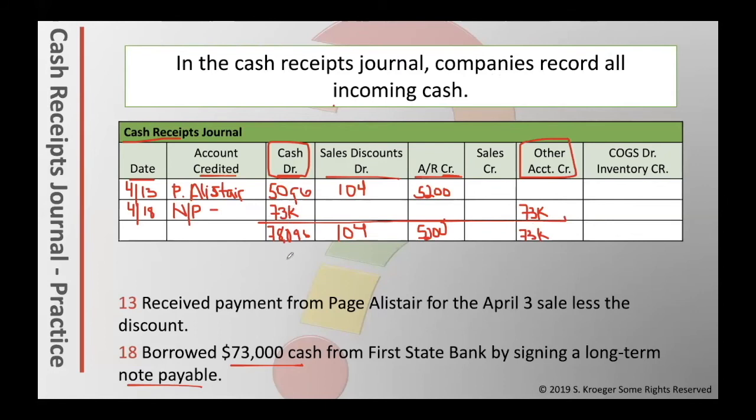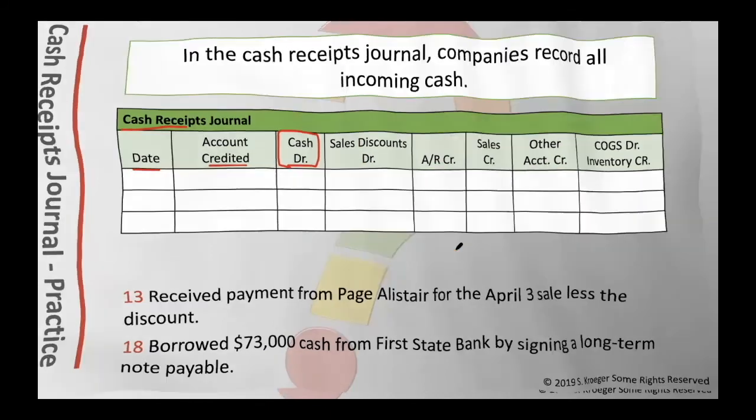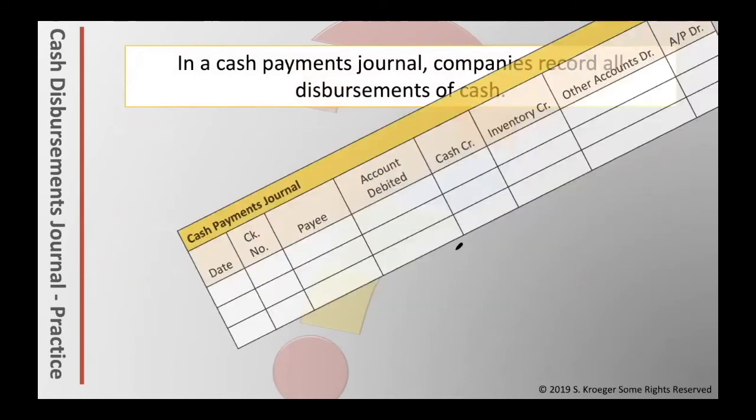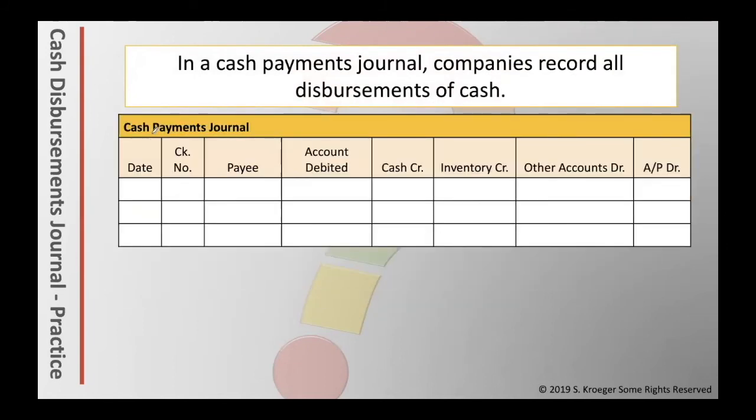We would go into the ledger for cash, post the 78,000. We'd go to the ledger for sales discounts, and we would make sure that the accounts receivable control account ledger is also up to date. This would be the cash receipts journal. The final special journal would be the cash disbursements or cash payments journal. So I have them both listed here, cash disbursements, cash payments, because you can use them interchangeably. Some companies use one, some use the other, but it means the same thing.